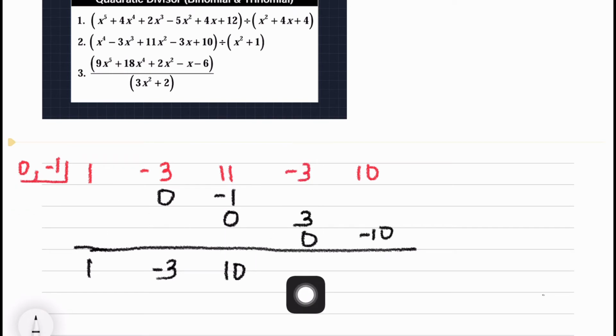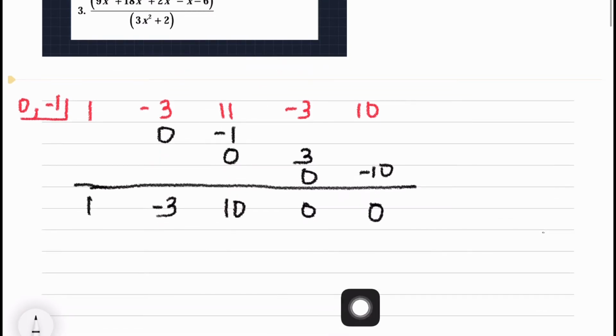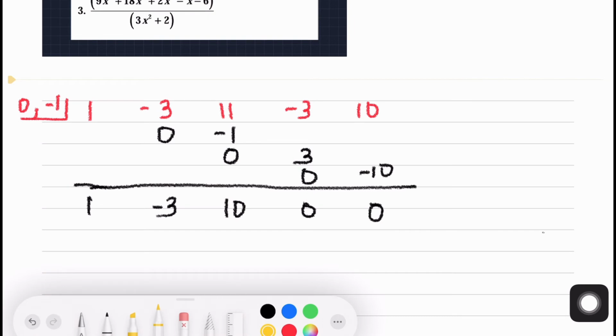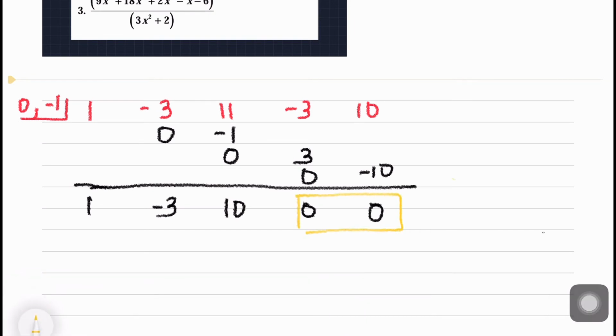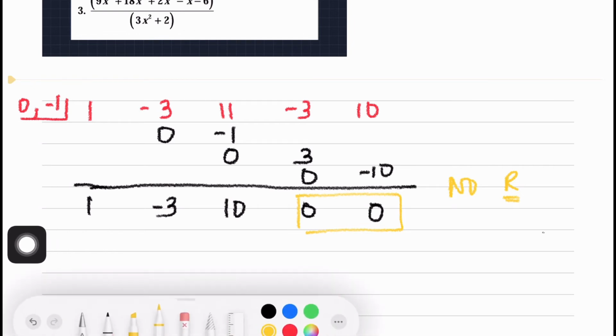Then add the fourth column. Negative 3 plus 3 is 0. And add the last column, 10 plus negative 10, and that is 0. Since we got 2 zeros on the last part ng entries, that means wala ulit tayong remainder. And yung katabi ng dalawang numbers na to na 10, that is for the 0 degree, and negative 3 for the first degree, and 1 for the second degree. Therefore, the quotient is in the second degree.